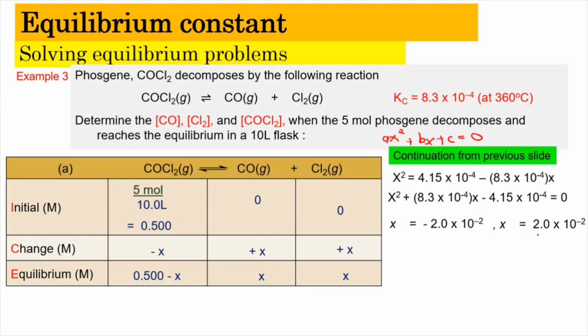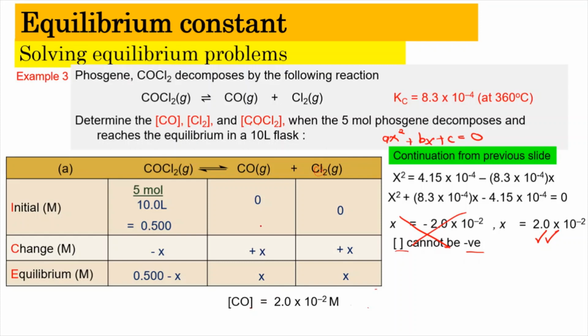So which value should you choose? Essentially, we need to choose the positive value, because concentration cannot be negative. If you were to plug in the value of negative 2 times 10 to the power of negative 2, it is impossible or illogical to have a negative concentration. We can never get a negative concentration, and for that reason we're just going to ignore this one and take the positive value for our x. So from here, since we have the value of x, we can now determine the concentration of CO, Cl2 as well as the phosgene at equilibrium. So we're going to substitute the value of x into this expression here.